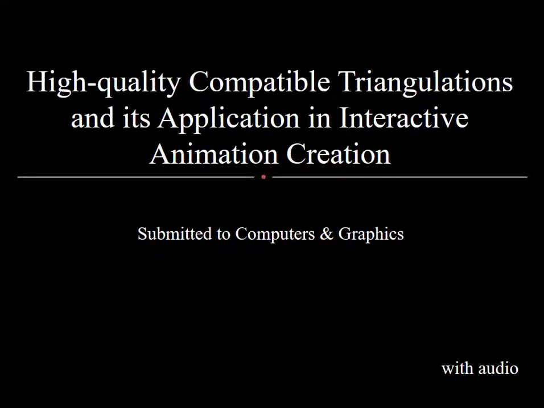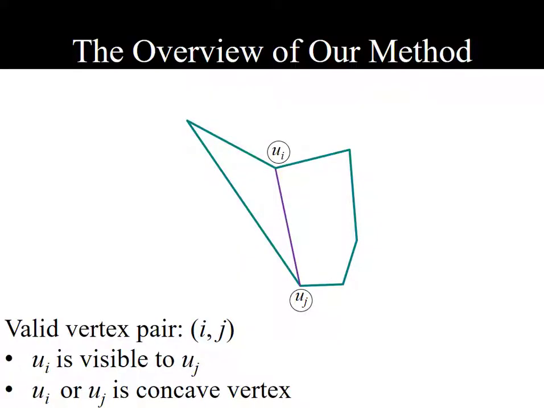In this paper, we propose a new method to compute compatible triangulations of two polygons, which allows us to create smooth transformations between two different shapes. We call a vertex pair of a polygon valid if vertex ui is visible from uj and at least one of the two vertices is a concave vertex.